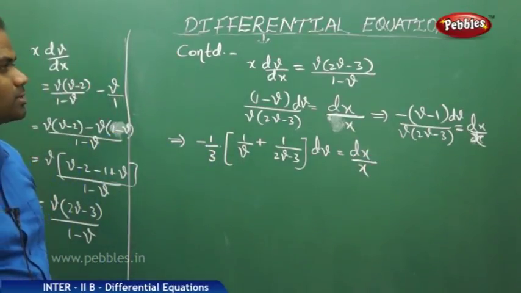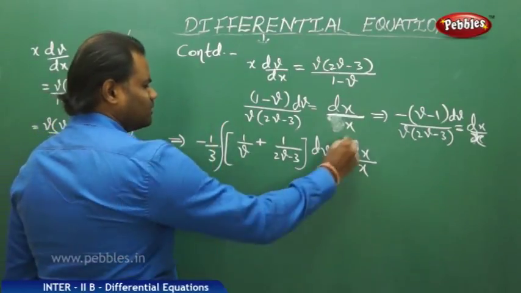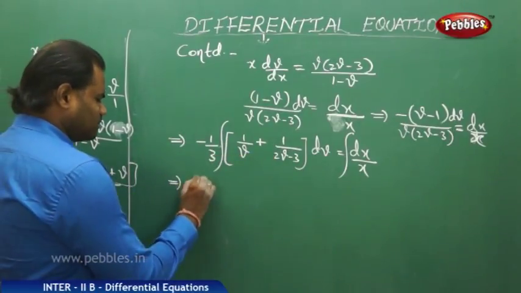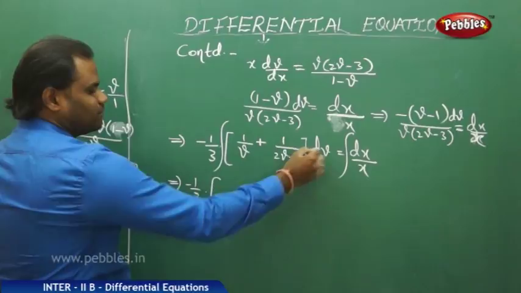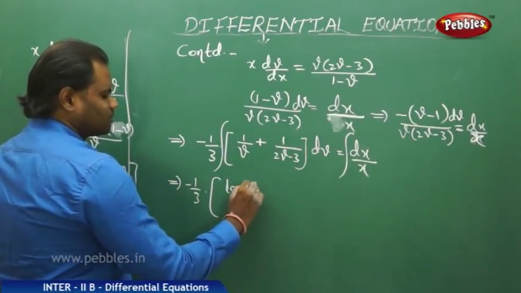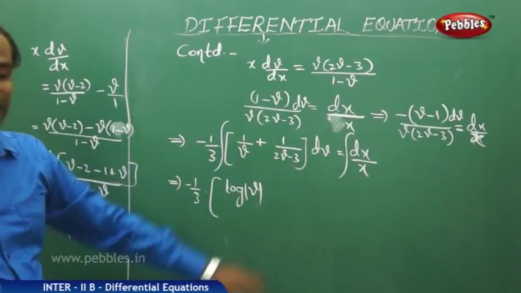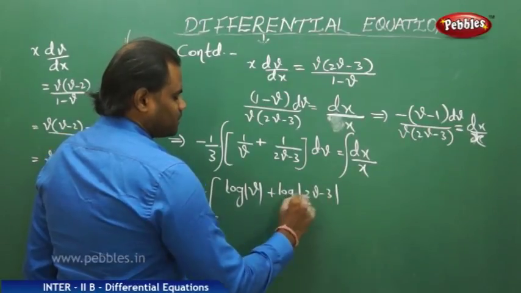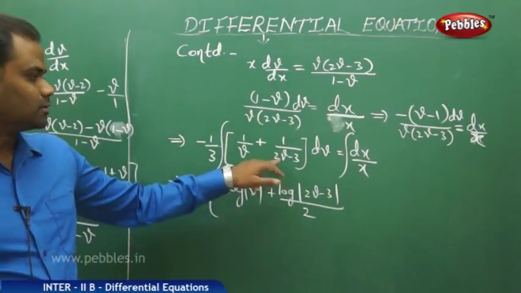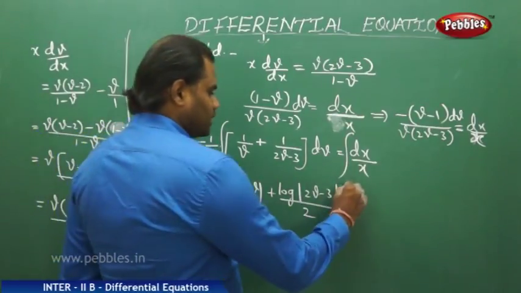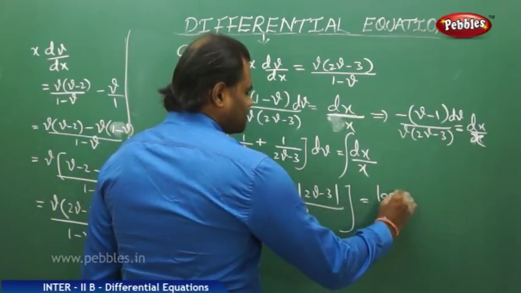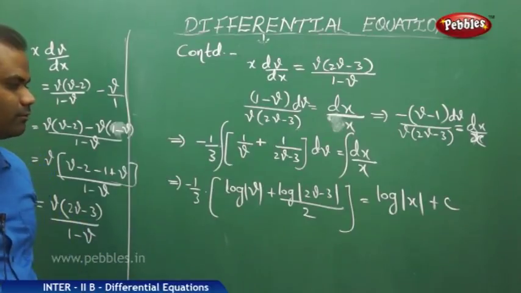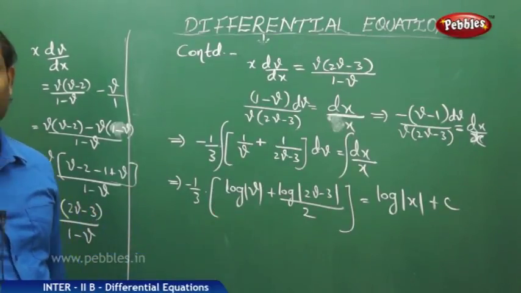Now integrating on both sides, we get integral of this is integral of this. So once I integrate this, I get minus 1 by 3, and the integral of 1 by v dv is log v. And the integral of 1 by (2v minus 3) is log mod (2v minus 3) divided by the coefficient of v, which is 2. And then on the right hand side, the integral of dx by x is log mod x plus c. So eliminating the log, we get the final answer in terms of y by x.